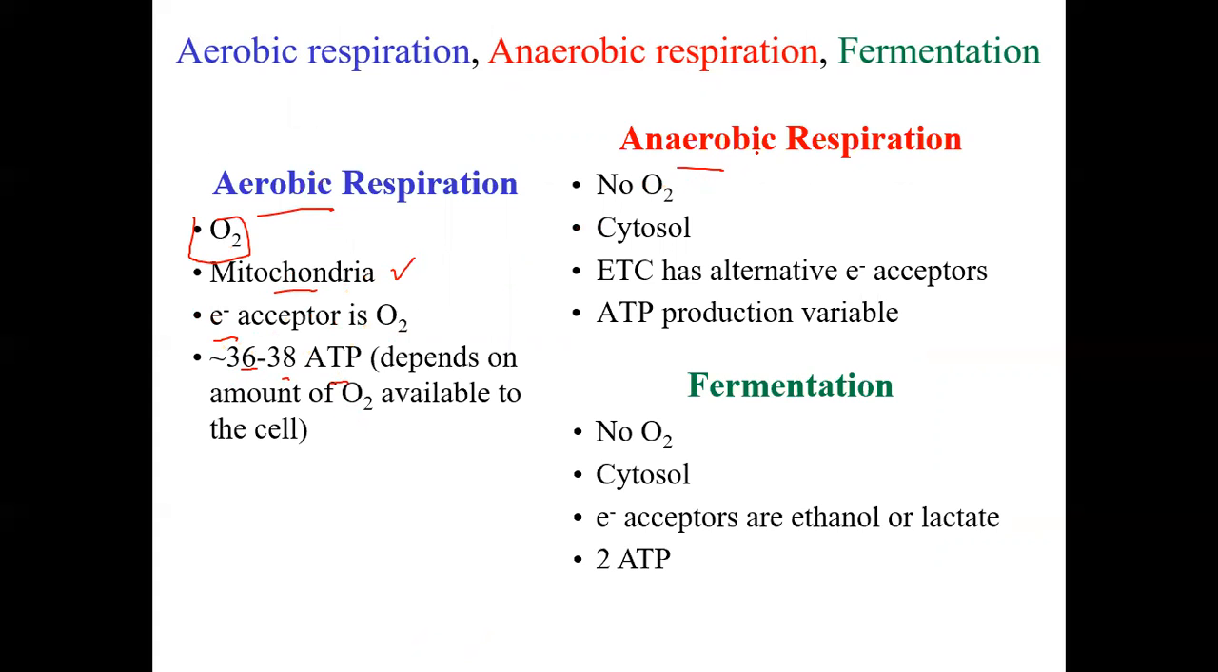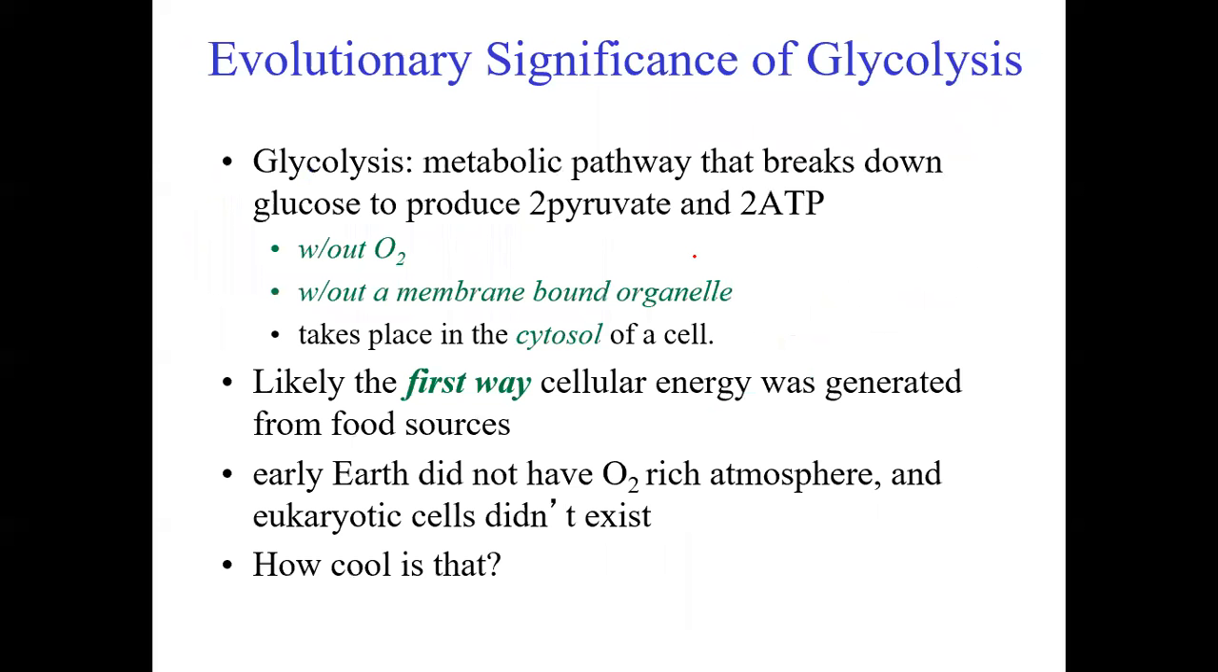If you start out with glucose in anaerobic respiration, no O2, it occurs in the cytosol. It's an alternative for your electron acceptor. ATP production is going to be pretty slow and not nearly as efficient. Fermentation, no O2, happens in the cytosol. Again, no mitochondria is needed for either one of these. It's just really what's the byproduct.